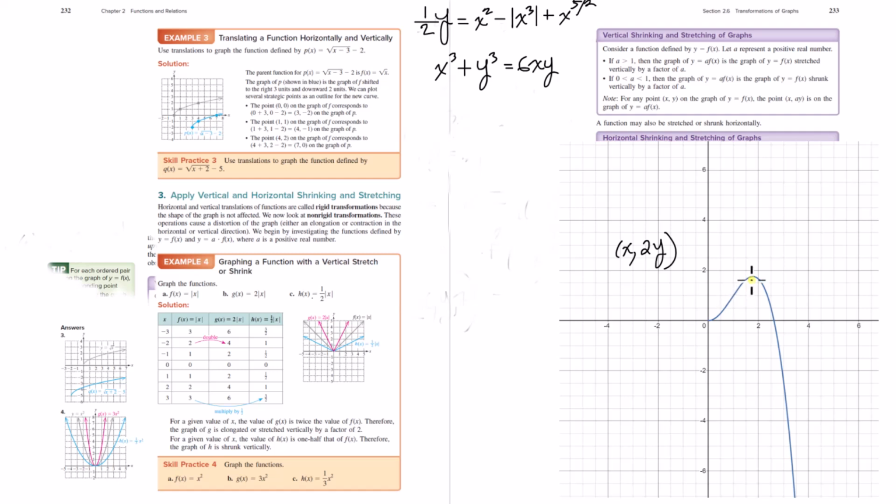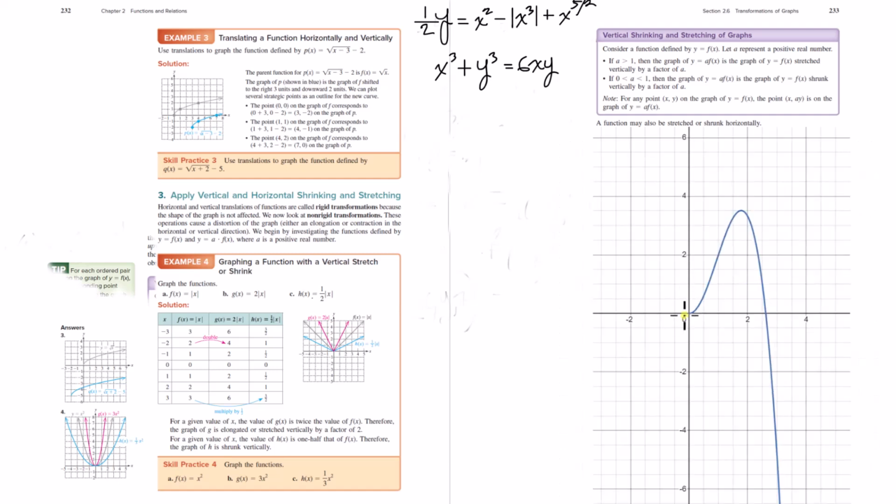So this y coordinate, it's right below 2. So this position is going to stay the same, and the y value is going to double. It's going to come up to about here. The x value is not going to change. The entire graph is going to do that. There you go. You see? It's been stretched vertically, right?